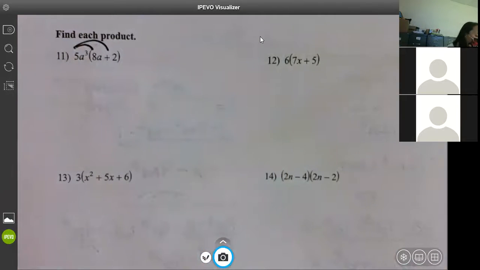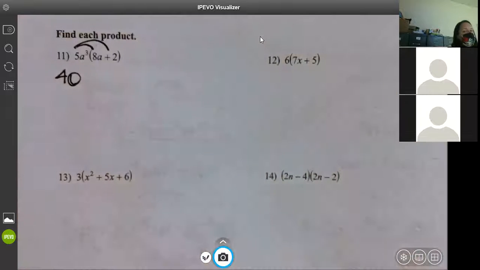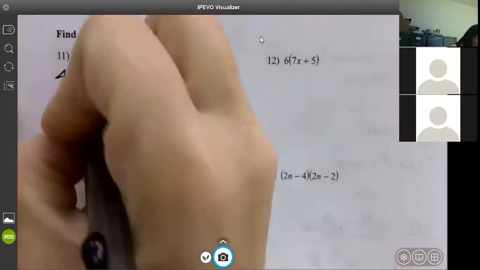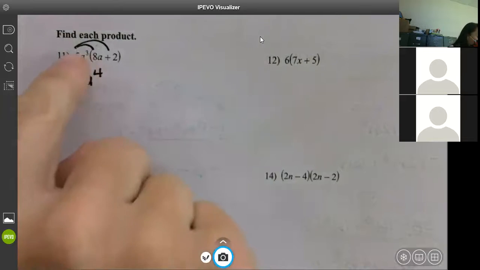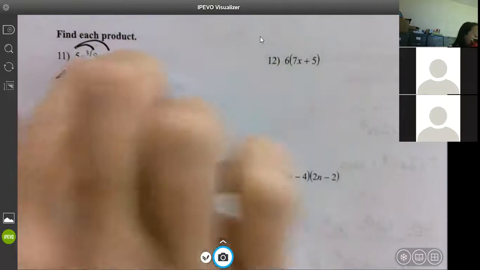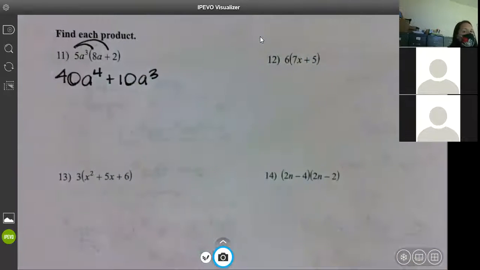You multiply your numbers. So 5 times 8 is 40. And then you tell me how many total A's are between those two terms. So there's 3 in the first one, 1 in the second one, which makes a total of 4. So 40A to the 4th. Do the same thing on the next one. 5 times 2 is 10. This one has A cubed. There's none in the other one. So a total of 3 A's. That's all you do. Okay. Same thing on the next one.